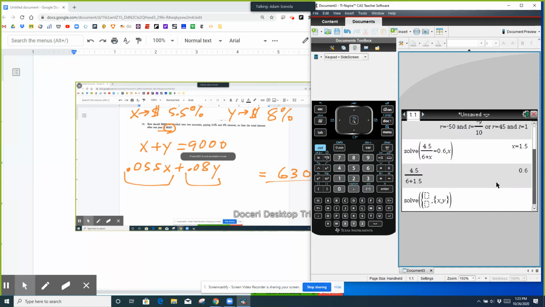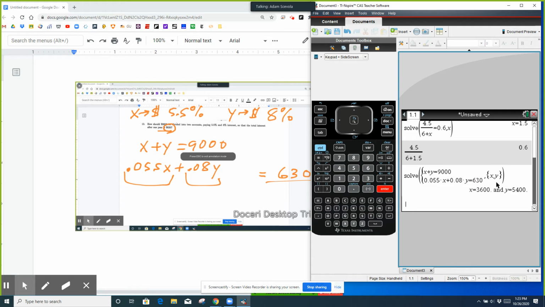So x and y. We got x plus y is equal to 9,000, and then 0.055x plus 0.08y equals 630. And then you see, okay, you got 600 in one account and 5,400 in the other. And those are the amounts that we put into each account.